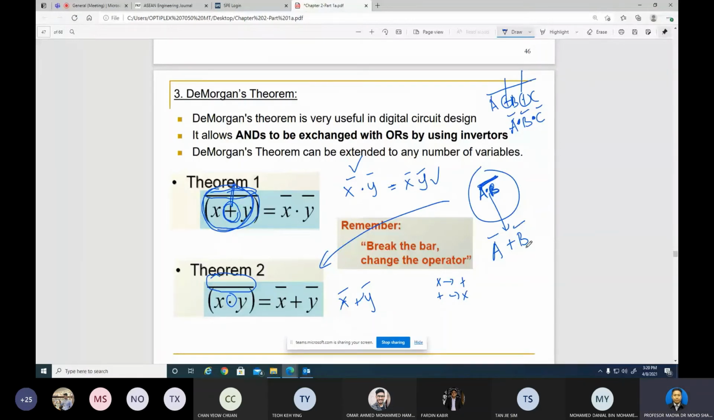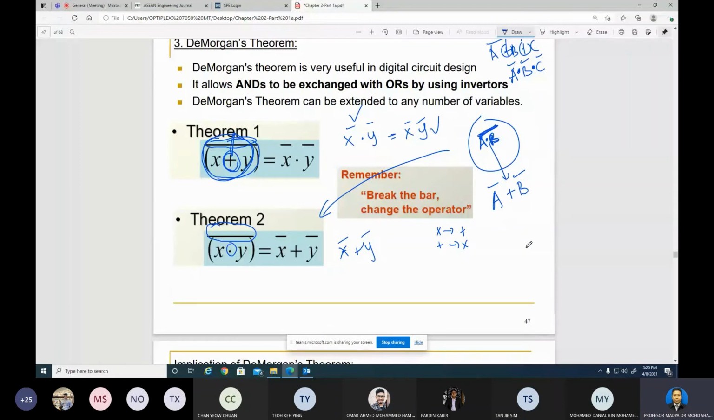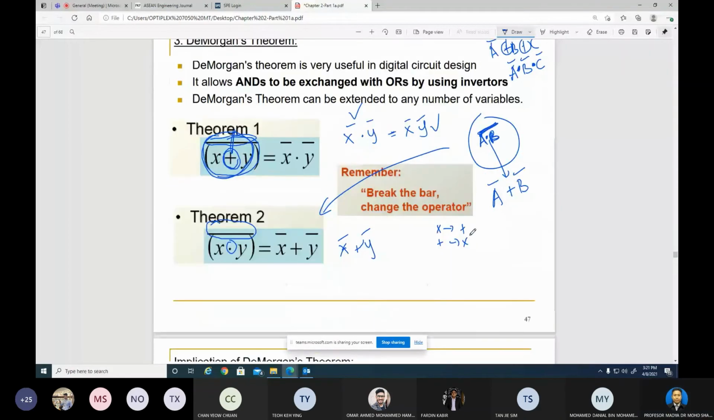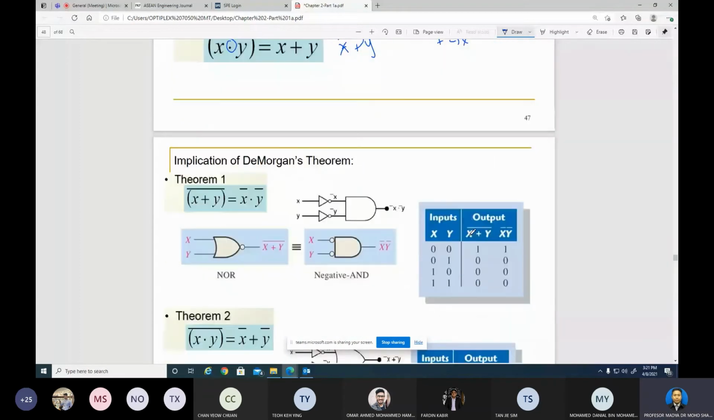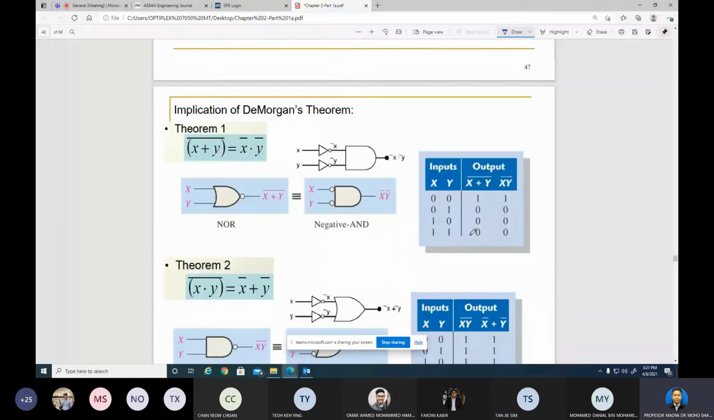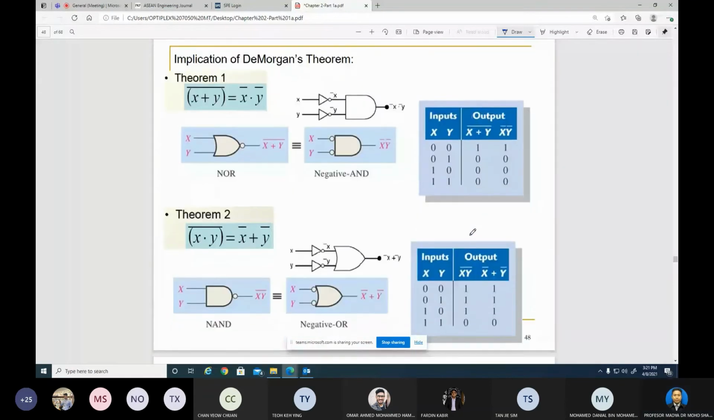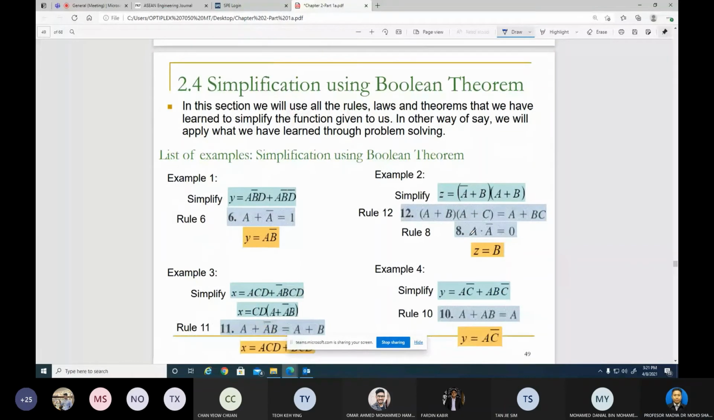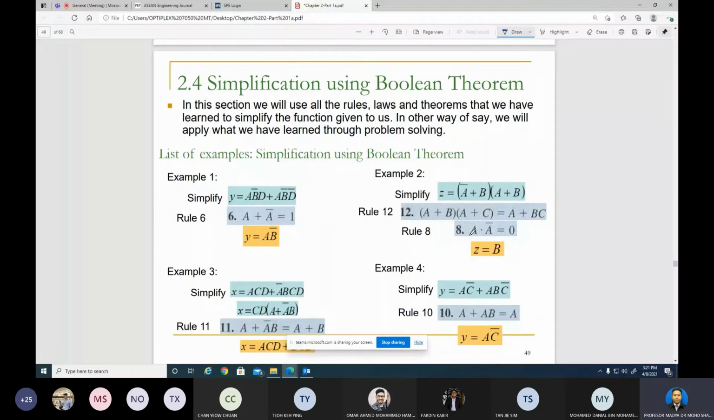We have an example here. This is De Morgan's theorem, which is also used to simplify Boolean expressions. This is the proof of how De Morgan's theorem works. This one I will skip. Okay, we go on to simplification using the Boolean theorems.